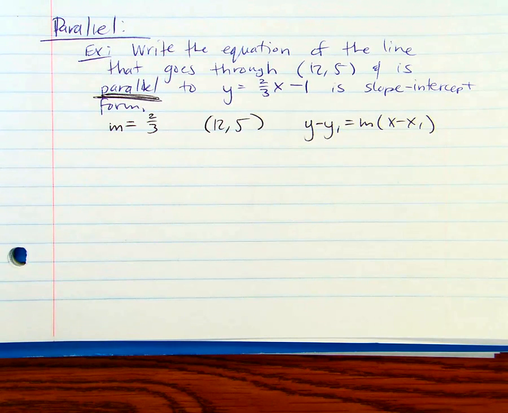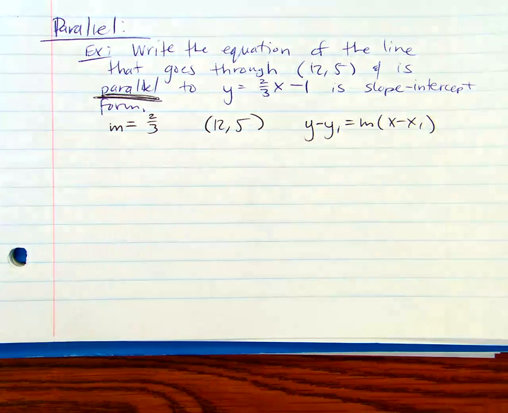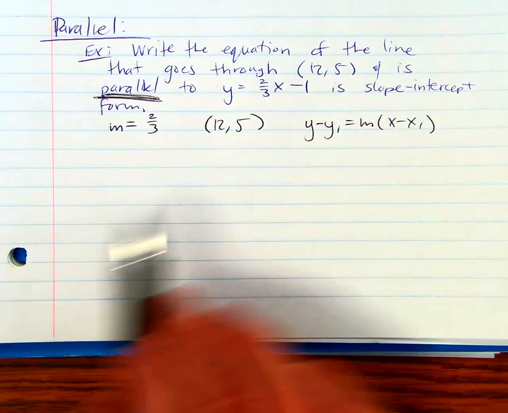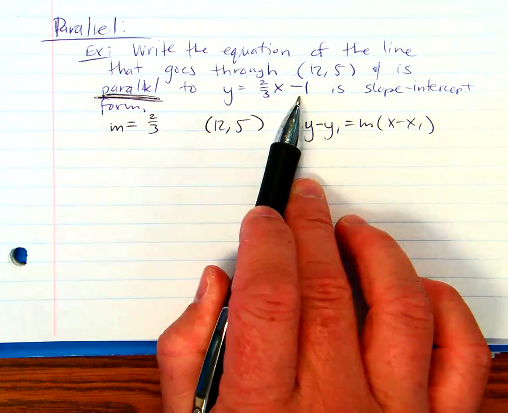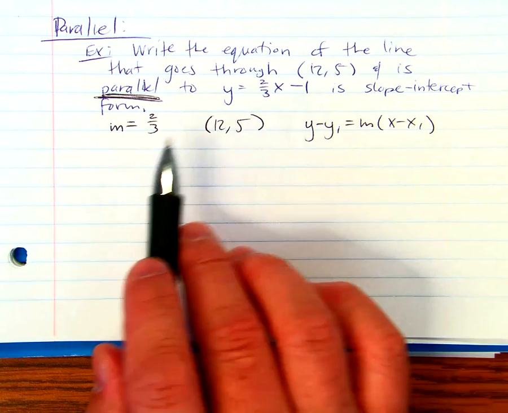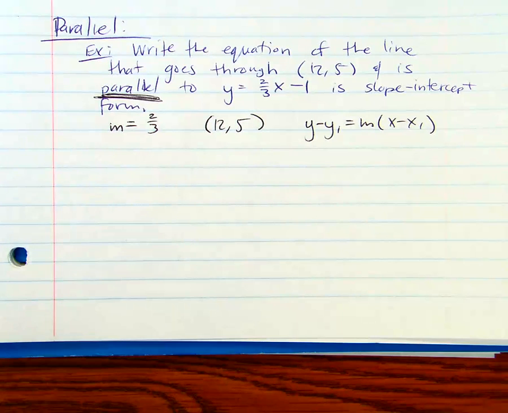Here's our problem. It's very easy for us to just plug numbers into this formula, but that doesn't answer the question. We're supposed to be writing an equation in slope-intercept form, which means we're supposed to come up with an equation that looks like the one they gave me, just with a different number at the end, basically.